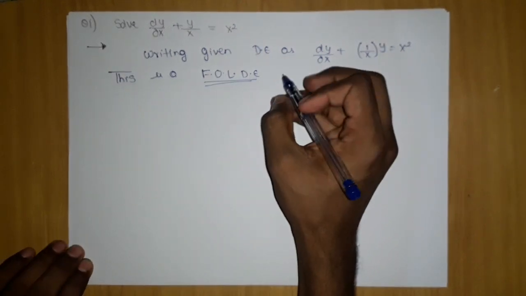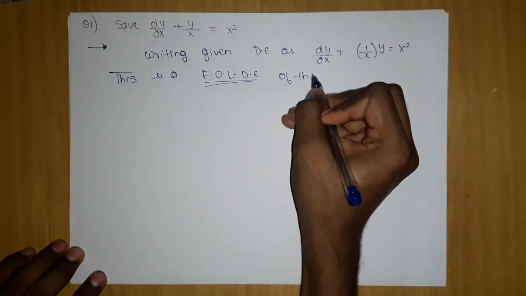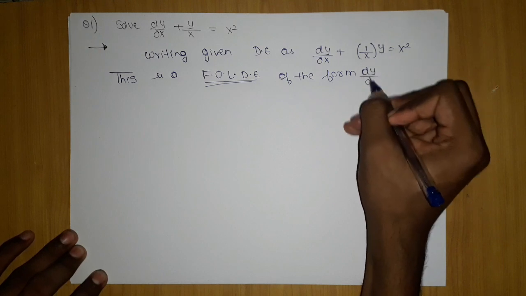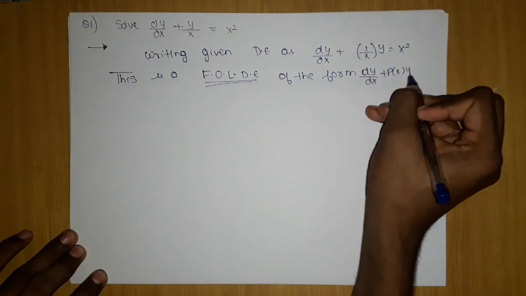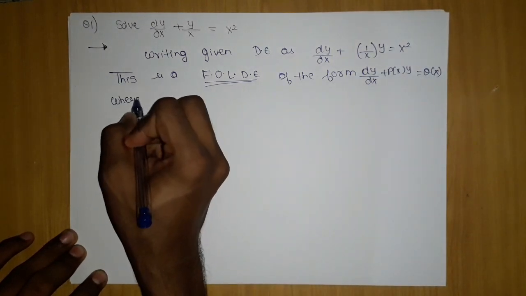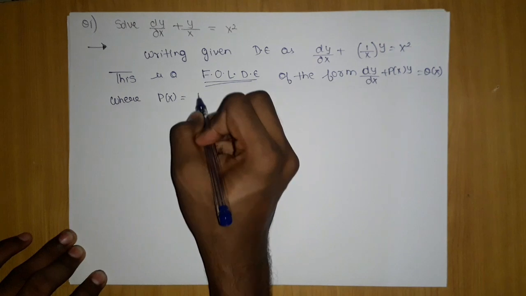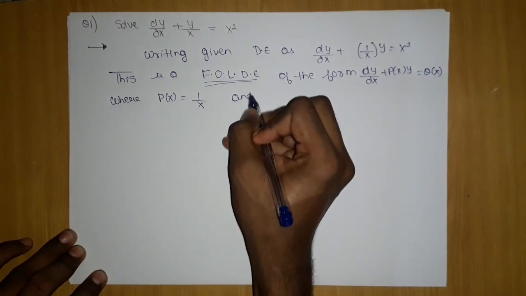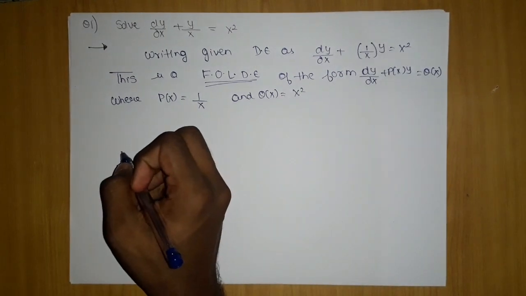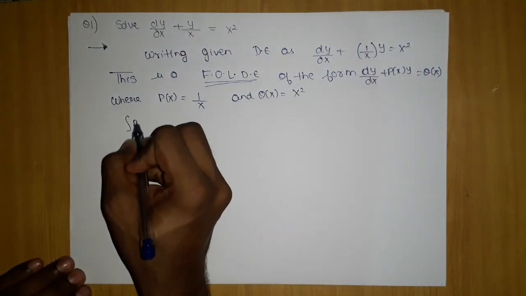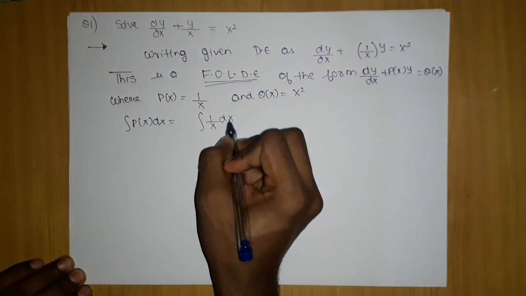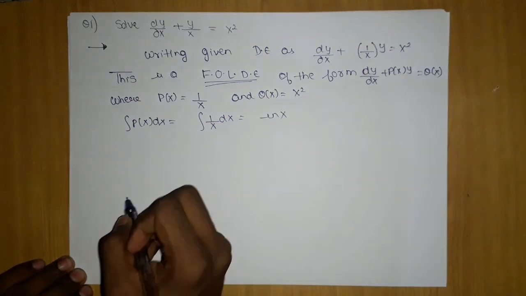First order linear differential equation of the form, what is the form? dy by dx plus p of x into y equals q of x. This was the form where p of x is 1 by x, and q of x is nothing but x square, right? Now integral p of x dx is nothing but integral 1 by x dx, which you can see is ln x.